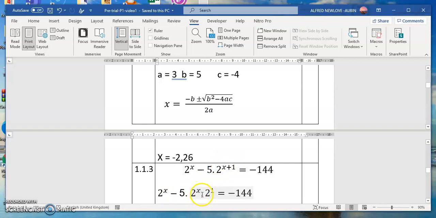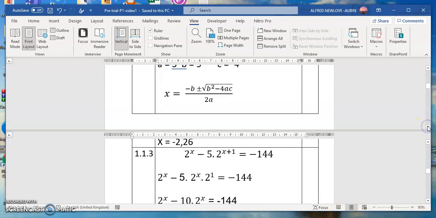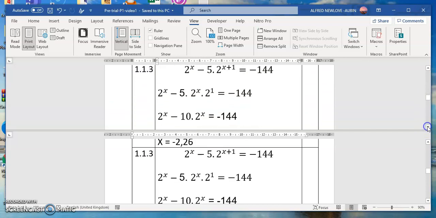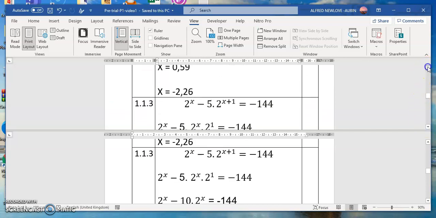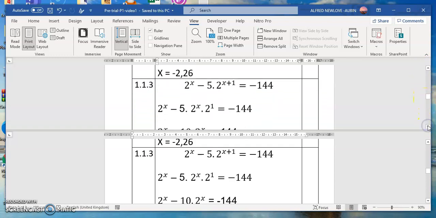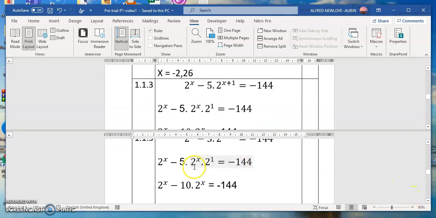So I'll have 2 exponent x dot 2 exponent 1, this one. Let me put this side on that question. Okay, so this is the question. Then what am I going to do? You see that this minus 5 is multiplying 2 exponent 1. When you multiply it, you are going to get minus 10.